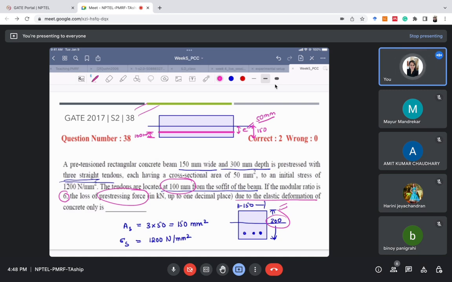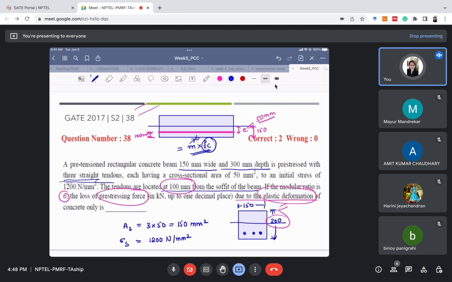So when you see that the value of elastic deformation is asked, the first thing that should come to your mind is the m into fc formula. m into fc is the formula for elastic deformation. m is the modular ratio, which is already given here as 6. The second thing is fc, that is the main thing you need to find out here.